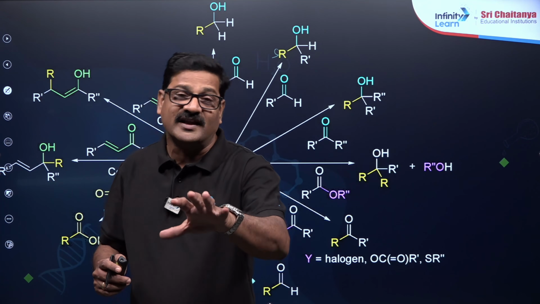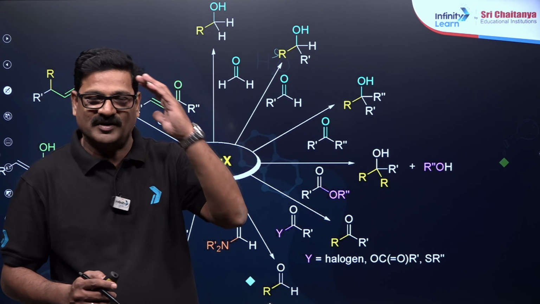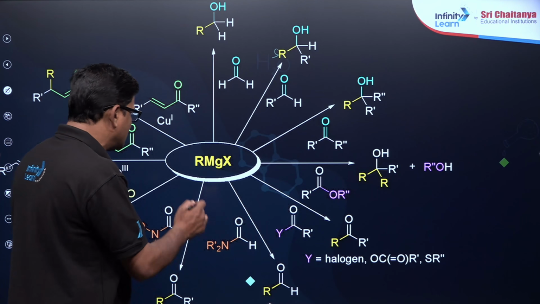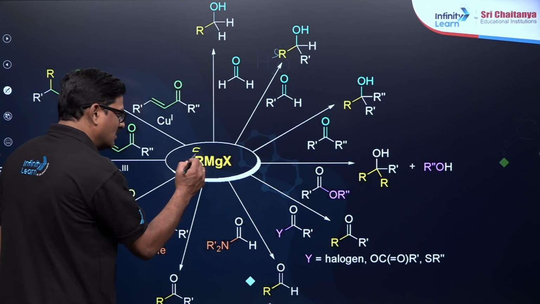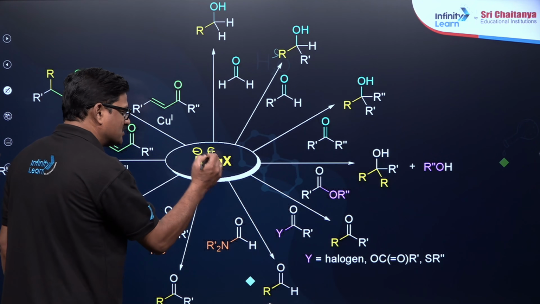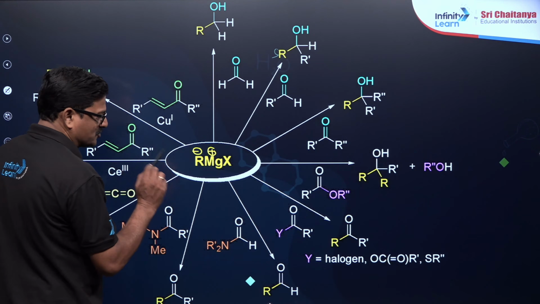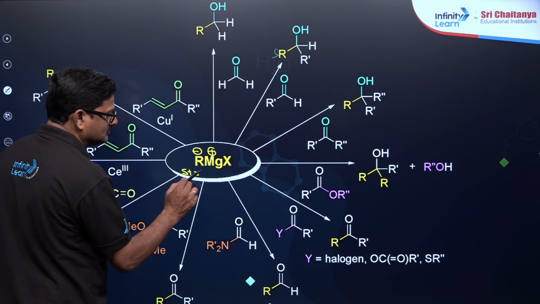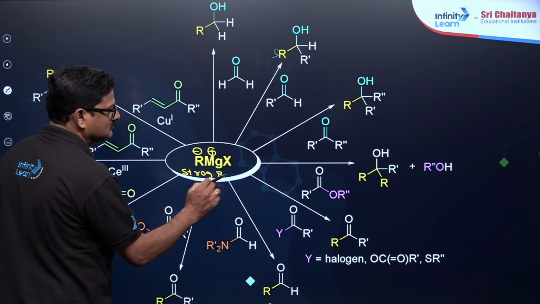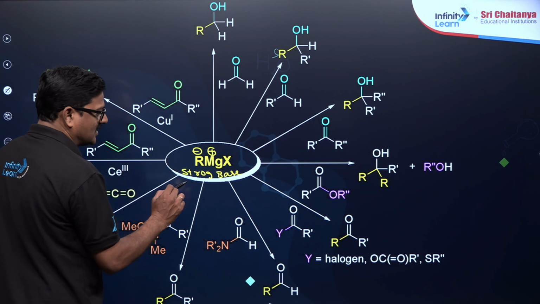Grignard reagent देखने के बाद आपको क्या लगेगा दिमाग में? So Grignard reagent is RMgX, R minus and MgX plus. And this is going to be a very good, strong base and an excellent nucleophile.